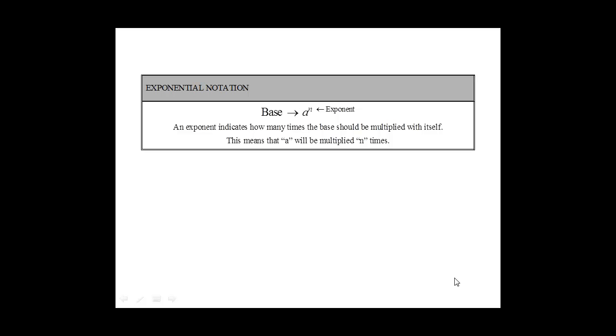Let's review exponential notation. When we see a number raised to a power, the power is called the exponent. The number being raised is called the base. An exponent indicates how many times the base should be multiplied with itself. This means that a will be multiplied n times.